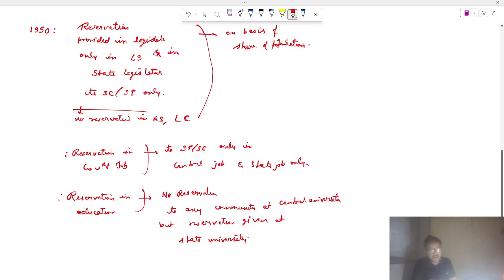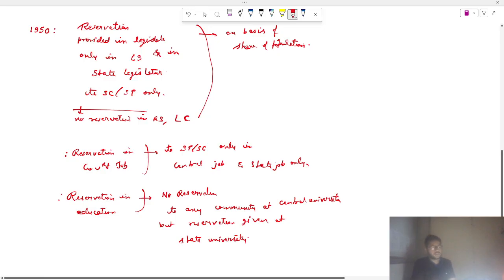Now, this is the reservation that was provided during 1950. Reservation was given in the legislature, to SC and ST communities in the Lok Sabha and the state legislature on the basis of share of population. In government jobs, reservation was given to ST and SC communities in central and state government jobs. And in education, no reservation was given in central institutions, but reservation was given to state institutions, state universities.